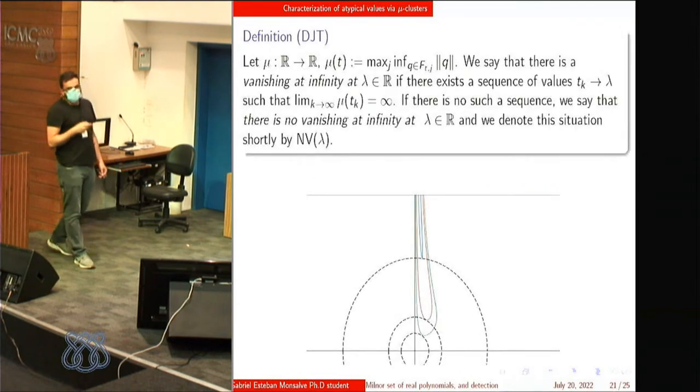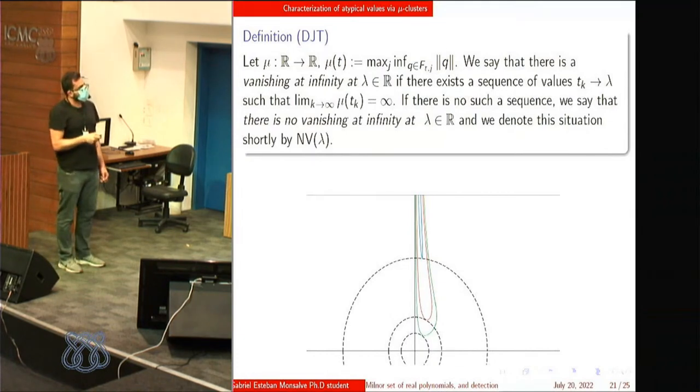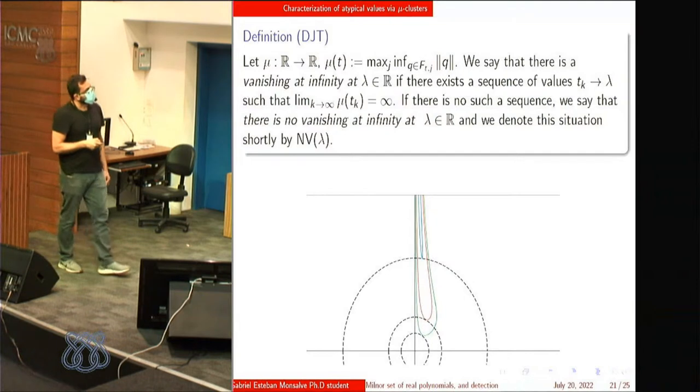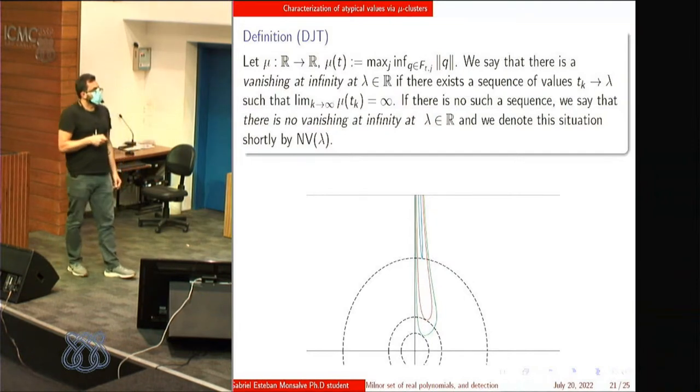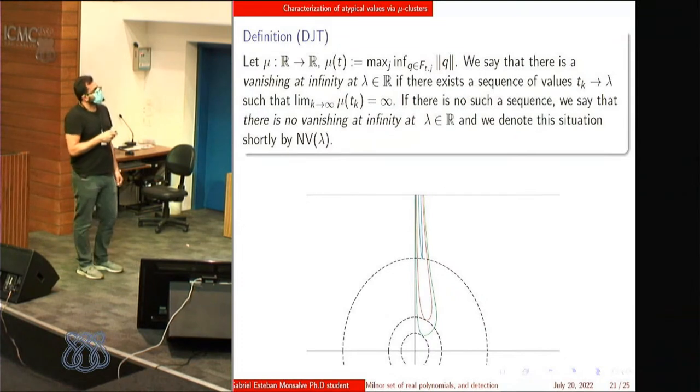But before that, let's just give some definitions. It's a little technical, but I put some pictures in here that are going to help. And also this was introduced by Professor Cesar too. So what is vanishing? I'm intending to define what is the vanishing at infinity at some value lambda.